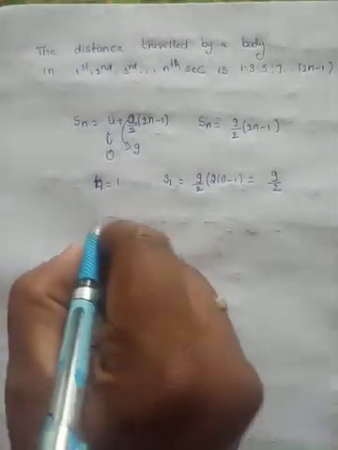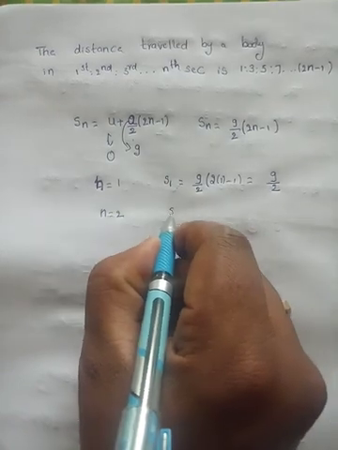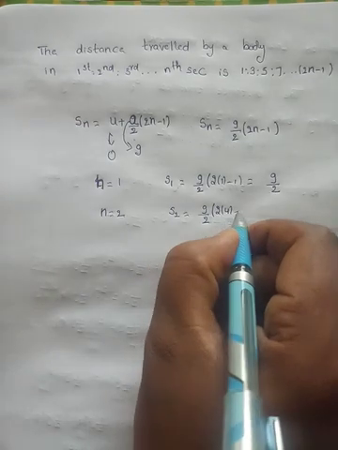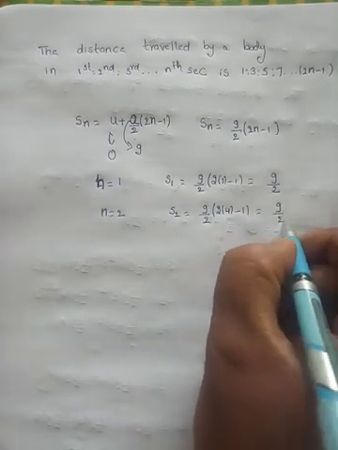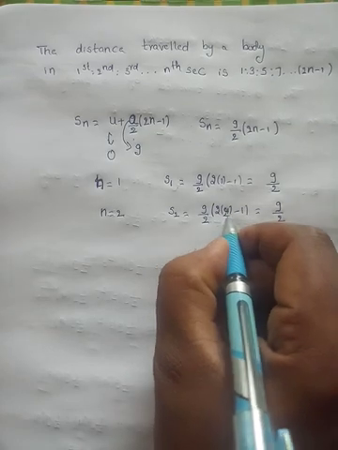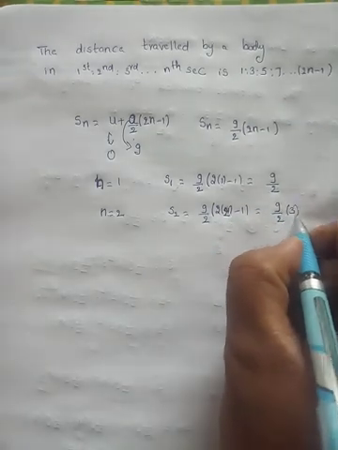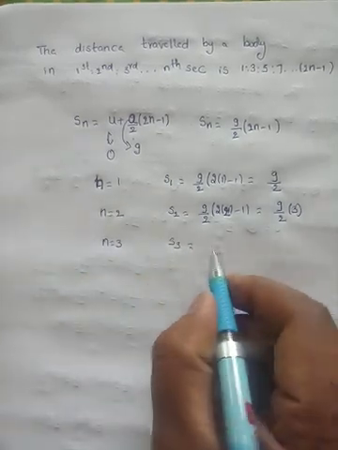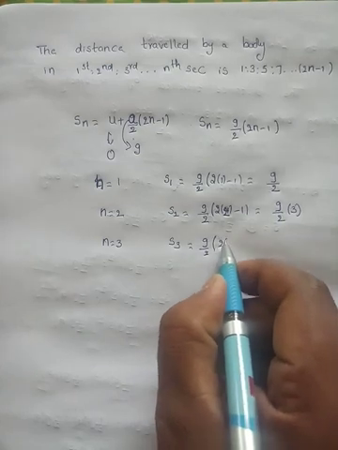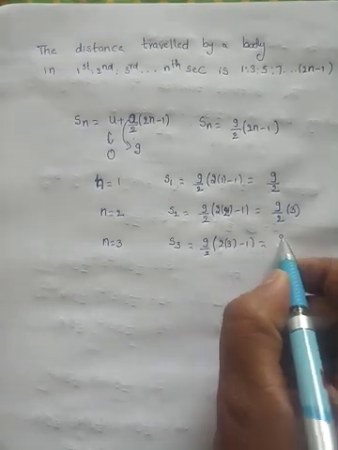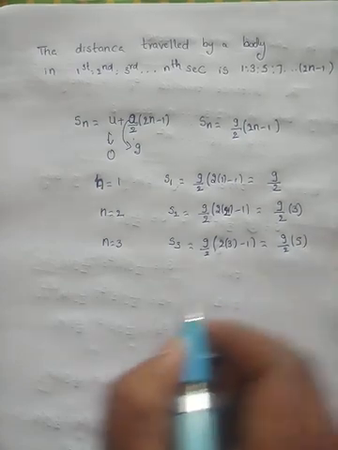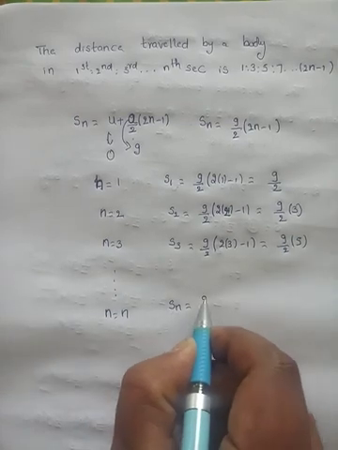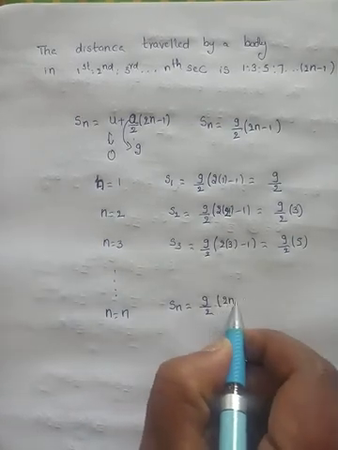At n equal to 2 seconds, S2 is equal to g by 2 into 2 into 2 minus 1, nothing but g by 2 into 3. 2 2s are 4, 4 minus 1 is 3. At n equal to 3 seconds, S3 is equal to g by 2 into 2 into 3 minus 1. So, what you get? g by 2 into 5. If you extend the same formula for nth second, Sn is equal to g by 2 into 2n minus 1.